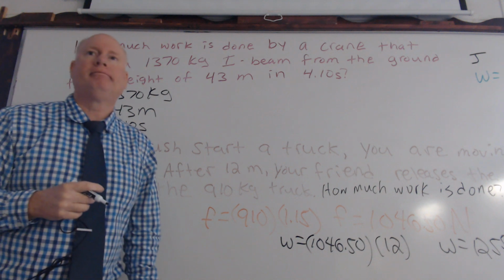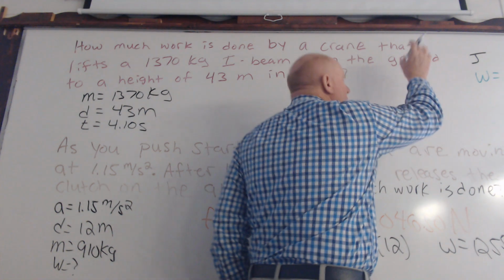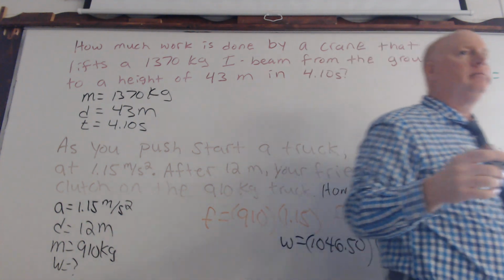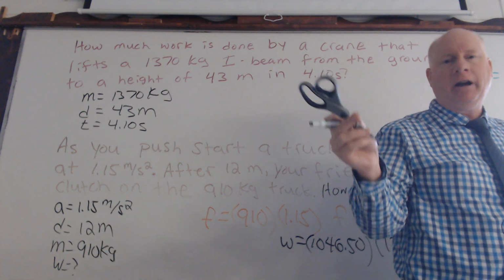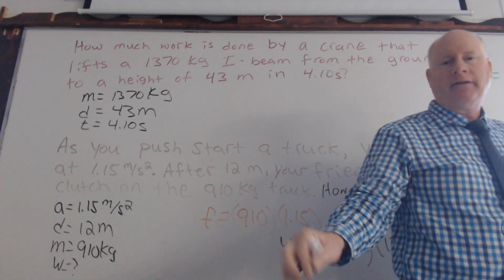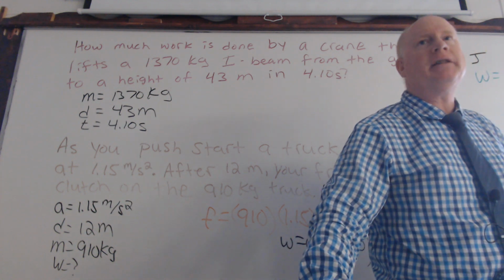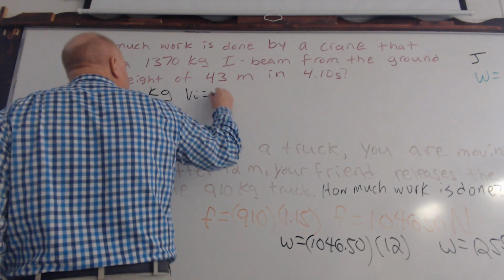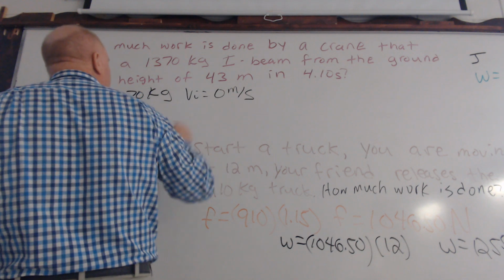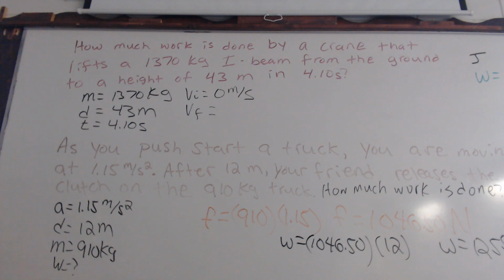Now, if you're lifting that I-beam from the ground, here's our I-beam sitting on the desk here. Is it moving? No. So we have an initial velocity of what? 0. Okay. So an initial velocity of 0 meters per second. Do we have a final velocity? Not yet. No, because we need an acceleration, right? You could do your distance divided by your time.